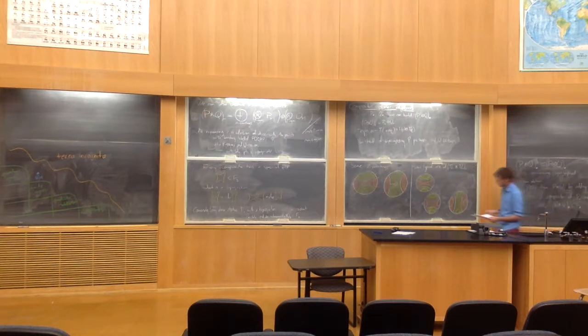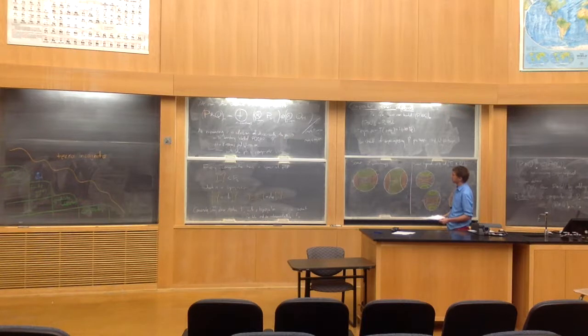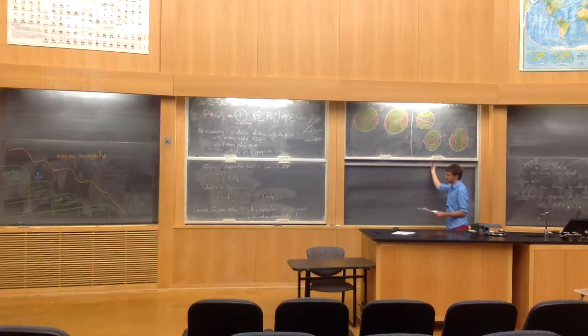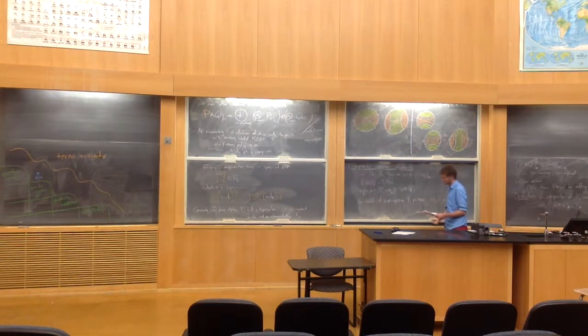But the question that I want to ask is just how many composites you should expect. So certainly any time you fix P and Q, you've got one composite, because you can always form the tensor product. But the question is, what else?